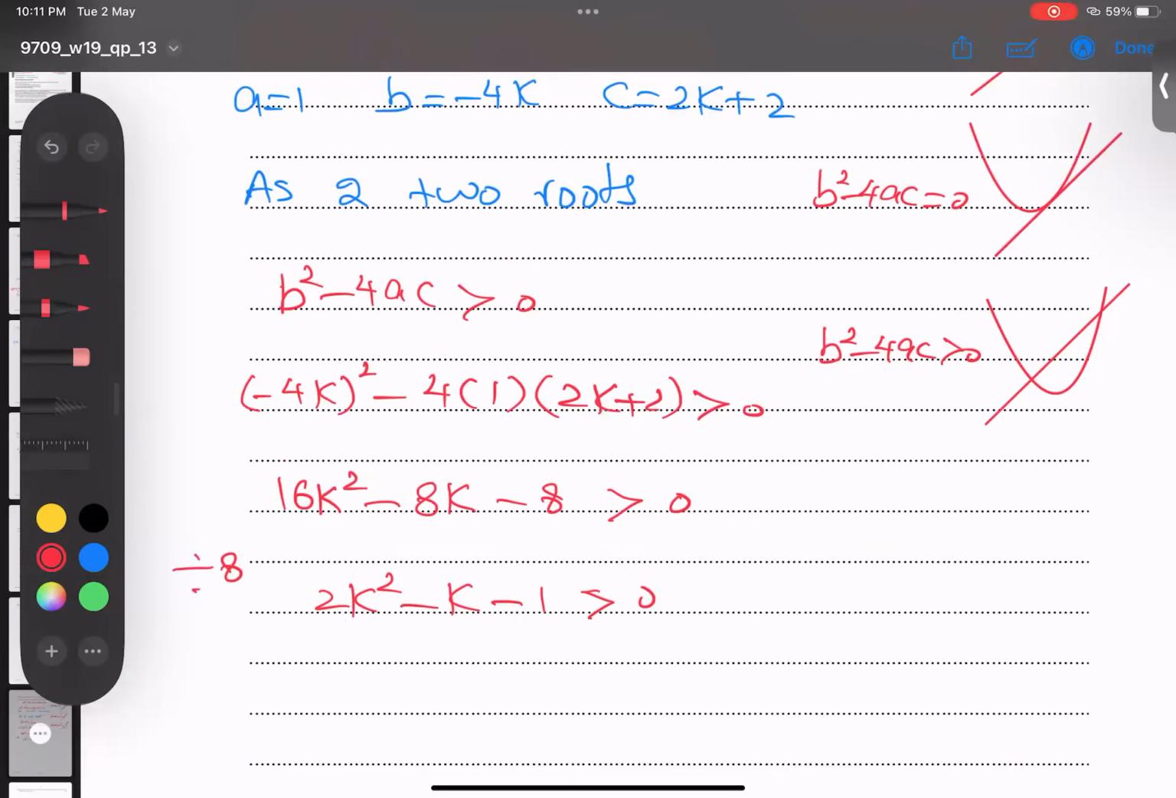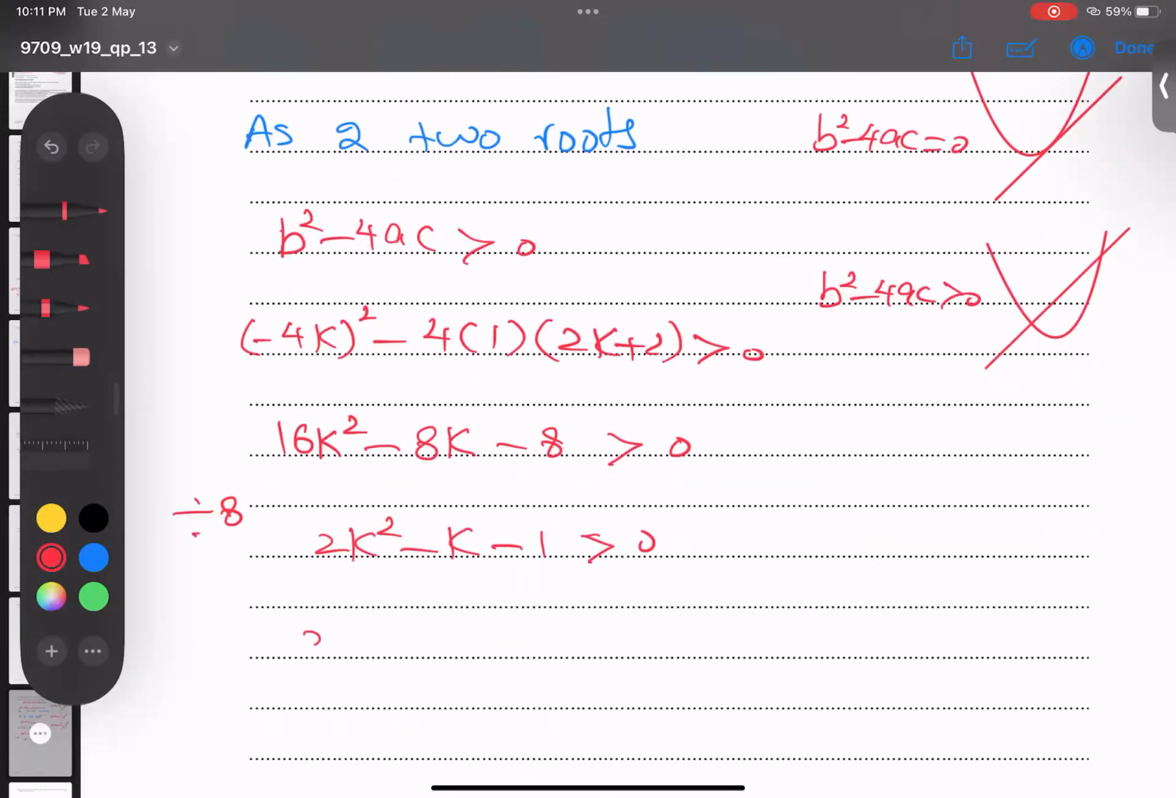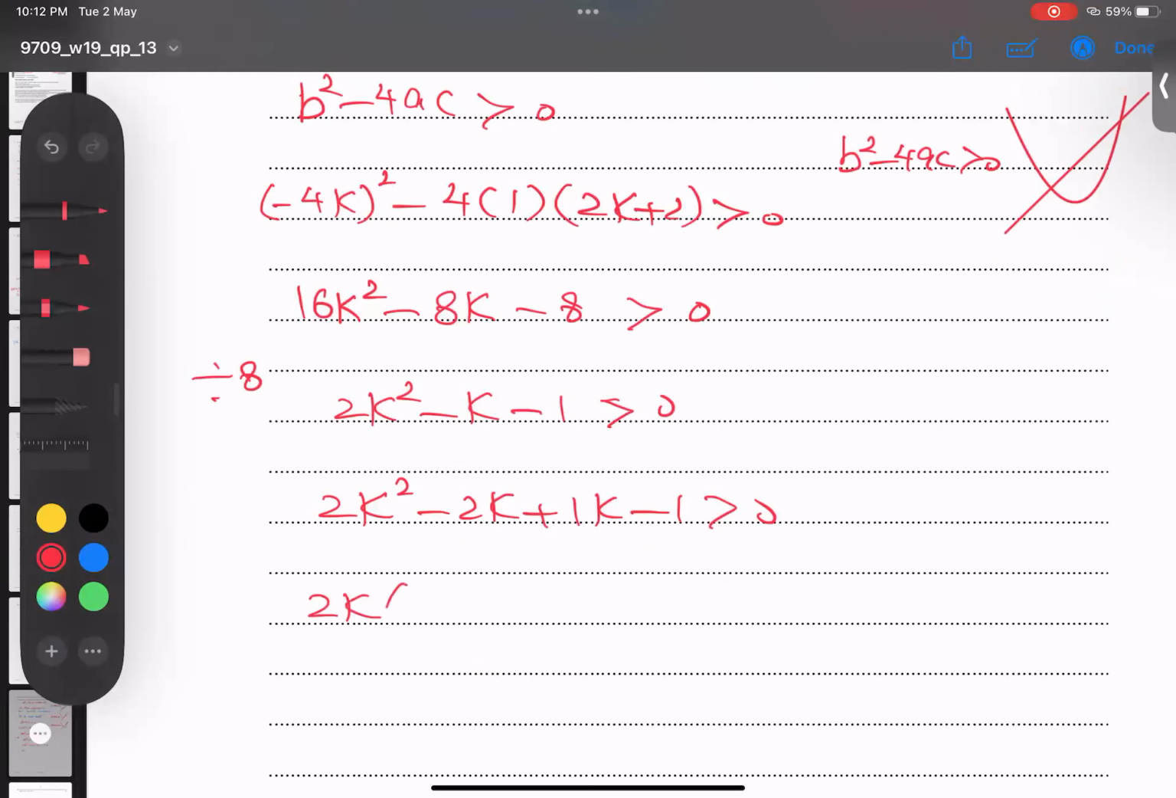Anyway, let me recheck. Yes, okay. Now, factorization or quadratic formula. Factorization, okay. Two ones are 2, 2k plus 1, k and minus 1, bigger than 0. So k minus 2 and plus 1 common, and wait a minute, here plus 1, it's not 2. And here k minus 1. What's going on? Okay, k minus 1 and 2k plus 1.